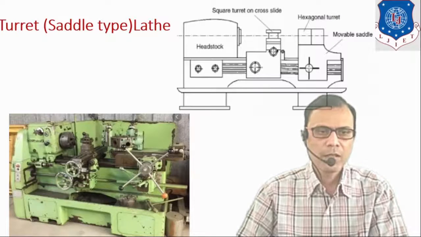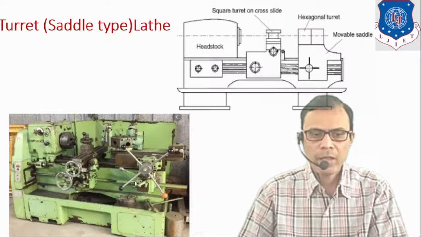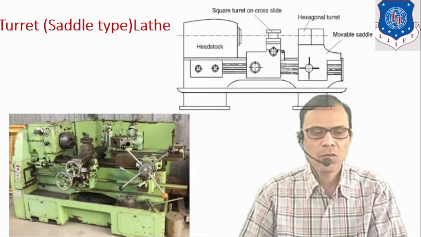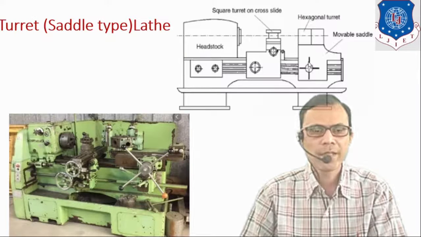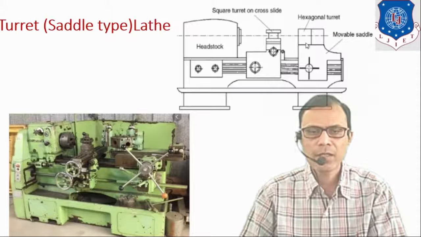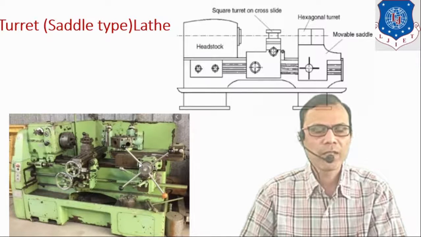Now let's see the turret lathe or saddle type lathe. Here this part is known as the saddle, and it is a movable part. In the block diagram it is shown here. It is a movable saddle, and on this movable saddle the hexagonal turret is directly fitted. So the hexagonal turret is directly mounted on this movable saddle. The saddle can be moved by operating this hand wheel.